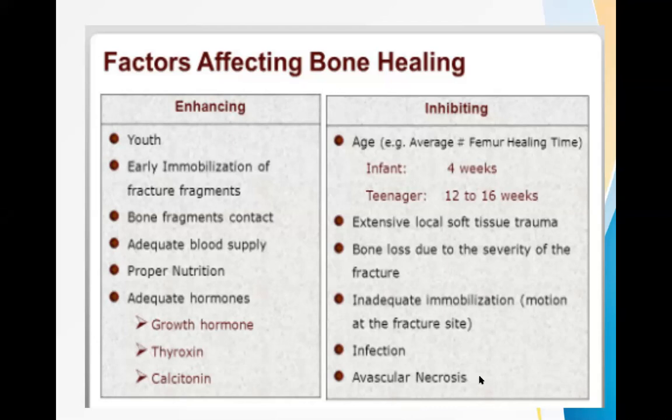And avascular necrosis, lack of blood supply. Scaphoid fracture is a good example, and fracture neck of the femur is another good example, because the head of the femur receives blood supply through the neck. So if fracture neck of the femur occurs, those blood vessels will be damaged, so the head will be necrosed. So these are the very important points in factors which affect bone or fracture healing.